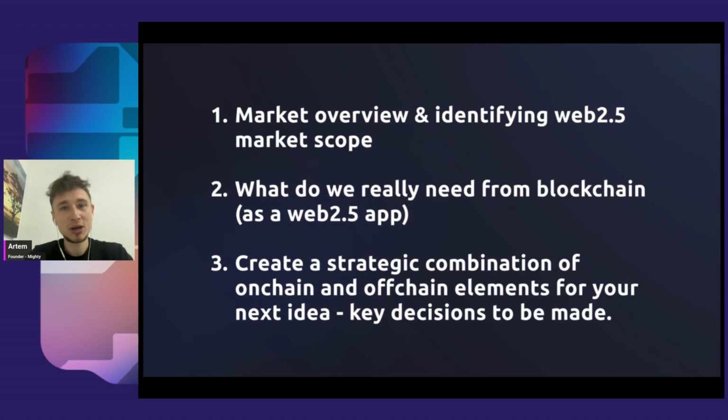So the first thing, let's talk about our plan for this talk. At first, I'm going to talk about the market overview and what the market scope is for blockchain today. And then we're going to touch on what we really need from blockchain, and in which cases, as a Web 2.5 app. And finally, we're going to outline the strategic combination of on-chain and off-chain elements for your next idea or for the project you are working on. And we are going to talk about the key decisions to be made when doing so.